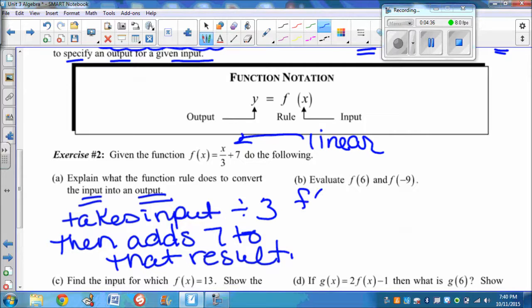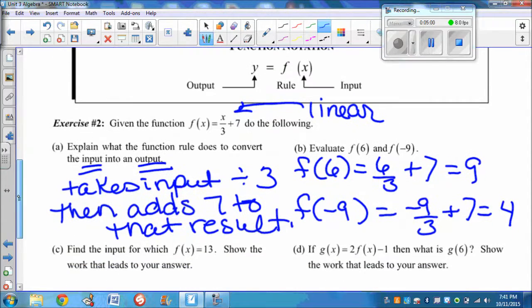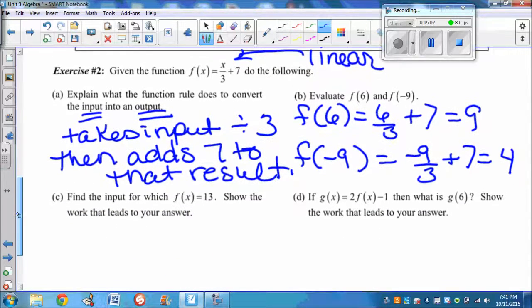So f of 6 is going to be 6 divided by 3 plus 7. So that's 2 plus 7, which is 9. And then f of negative 9 is negative 9 divided by 3 plus 7. So that's negative 3 plus 7, which is a positive 4. Okay? So let's keep going with this same function here.